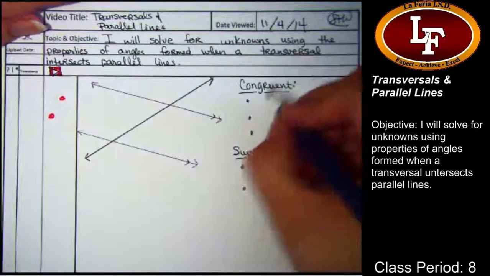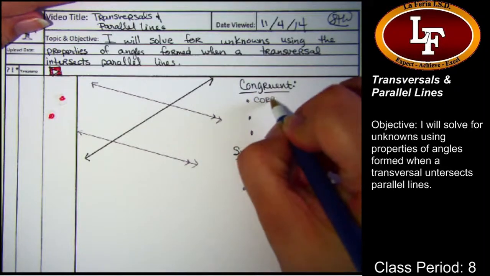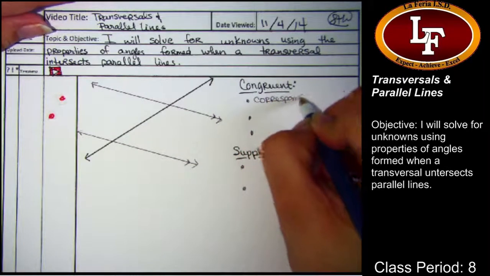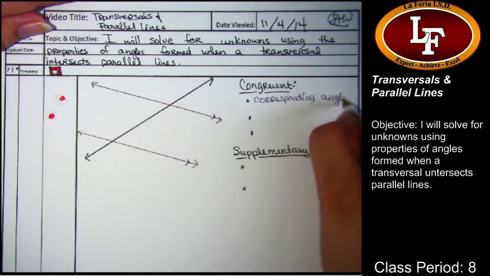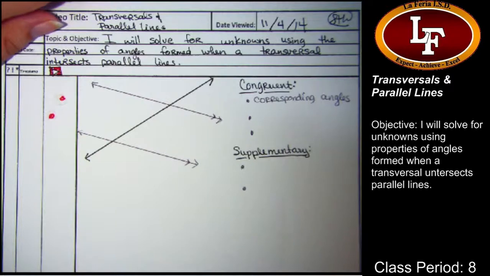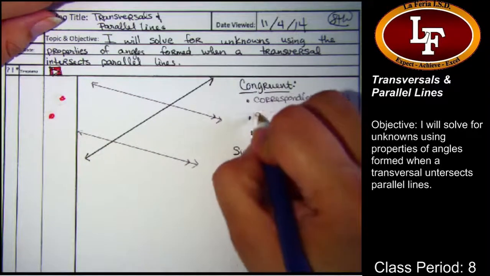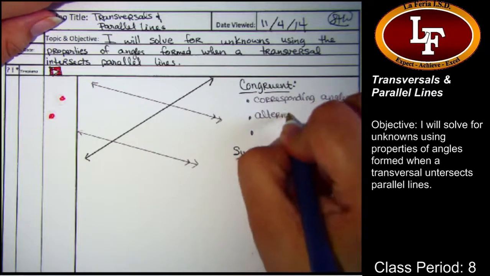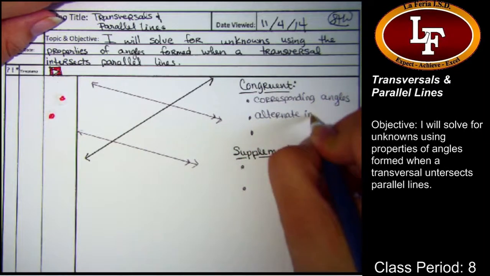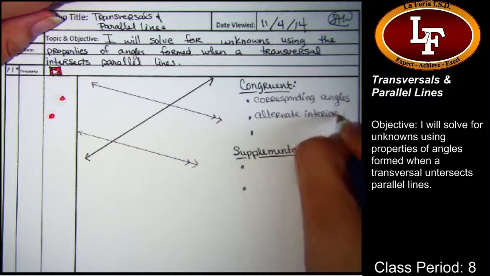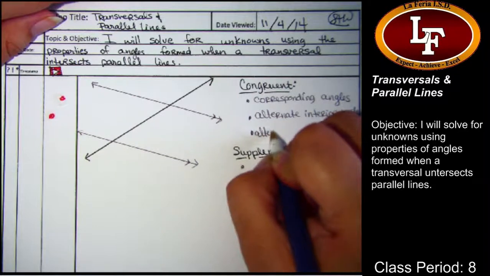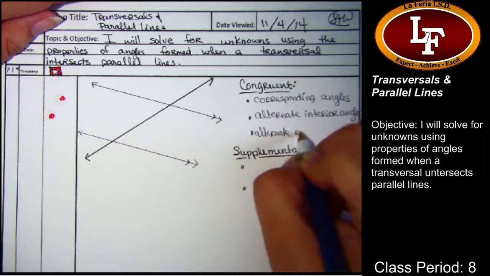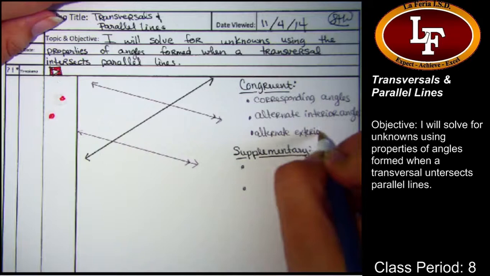All right, so the first name of congruent angles when you have this set up with parallel lines are corresponding angles. The next ones that are congruent are the alternate interior angles. The next ones that are congruent are the alternate exterior angles.